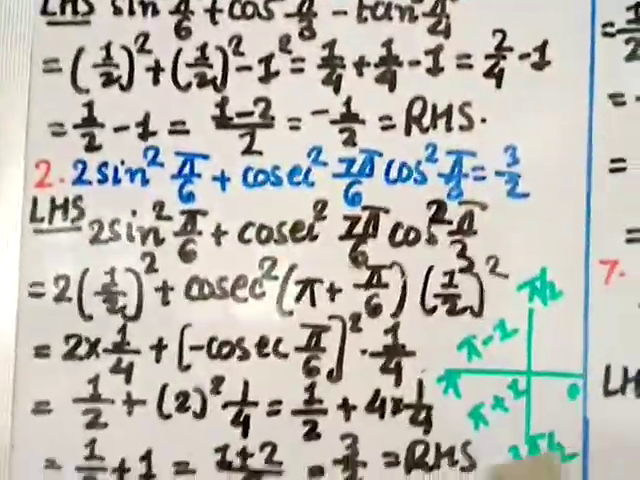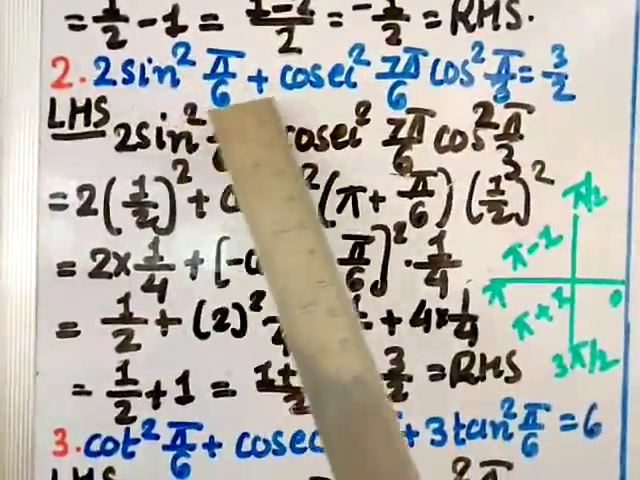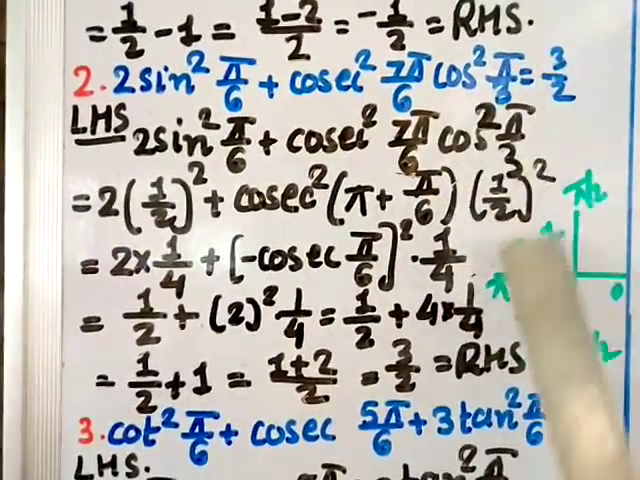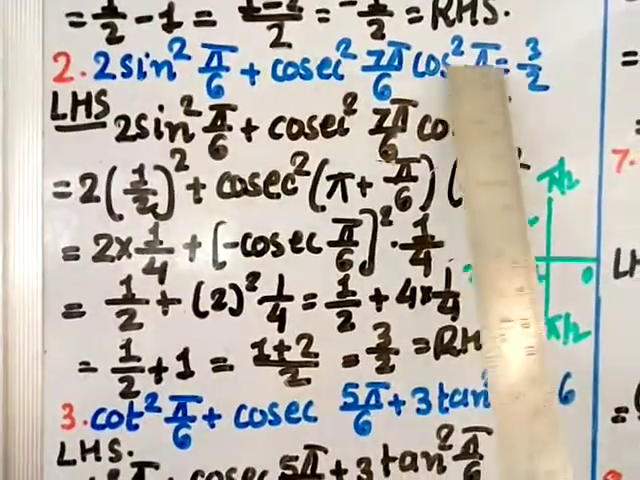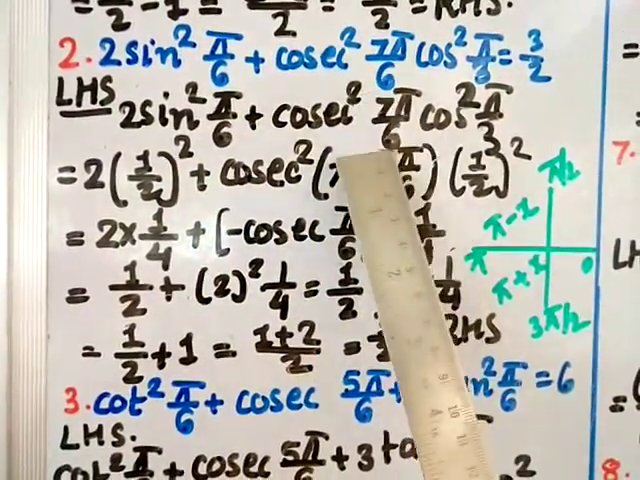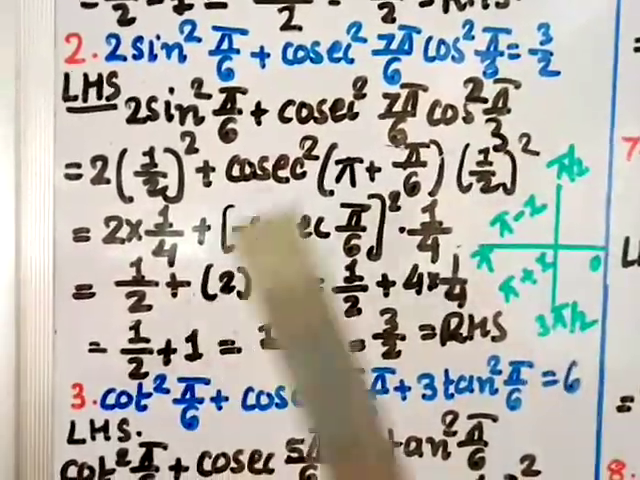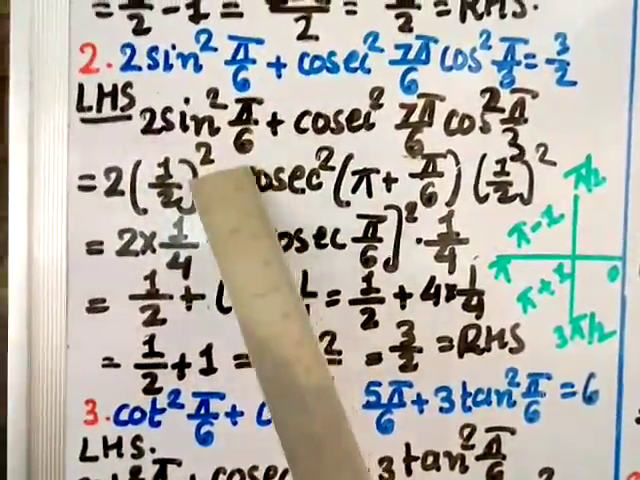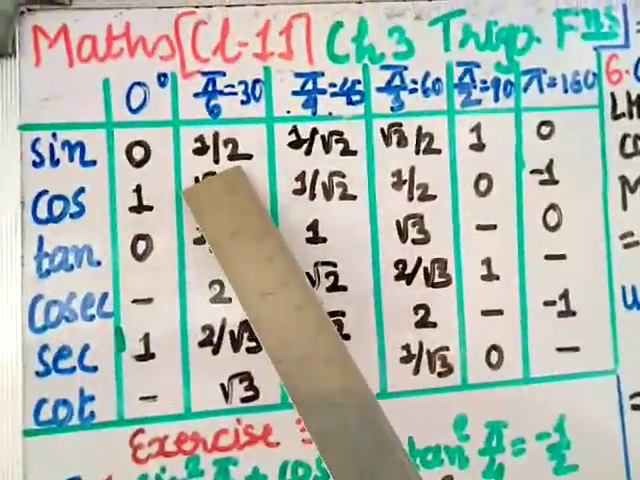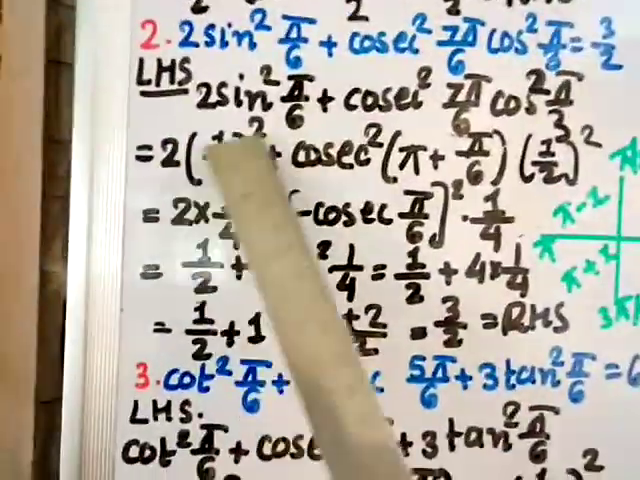Question number 2. 2 sin square pi by 6 plus cos square 7 pi by 6 cos square pi by 3 equal to 3 by 2. Left hand side I'll write this first. 2 sin square pi by 6 plus cos square 7 pi by 6 cos square pi by 3. Now sin pi by 6 value we know, sin pi by 6 value is 1 by 2. So put here 1 by 2 whole square.